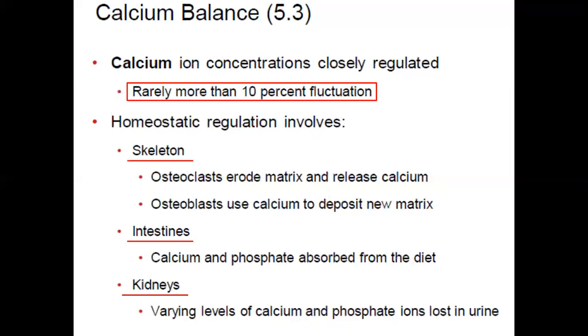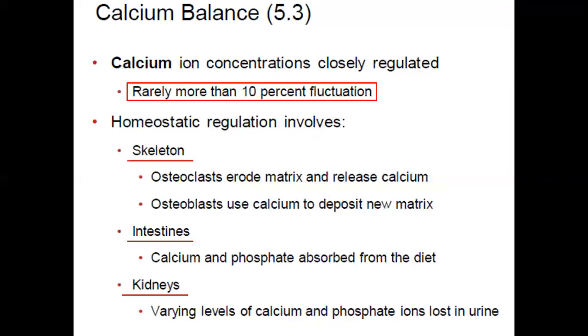So it's really tightly regulated, and here's why. Basically, that homeostatic regulation is necessary so that the skeleton can remain healthy. So osteoclasts erode the matrix and release calcium. So when osteoclasts are breaking bone down, they're releasing calcium into the blood. And on the opposite end of that, when osteoblasts, remember osteoblasts build bone, they use calcium and deposit it to make new bone or new matrix in bone, right? Which is basically new bone.